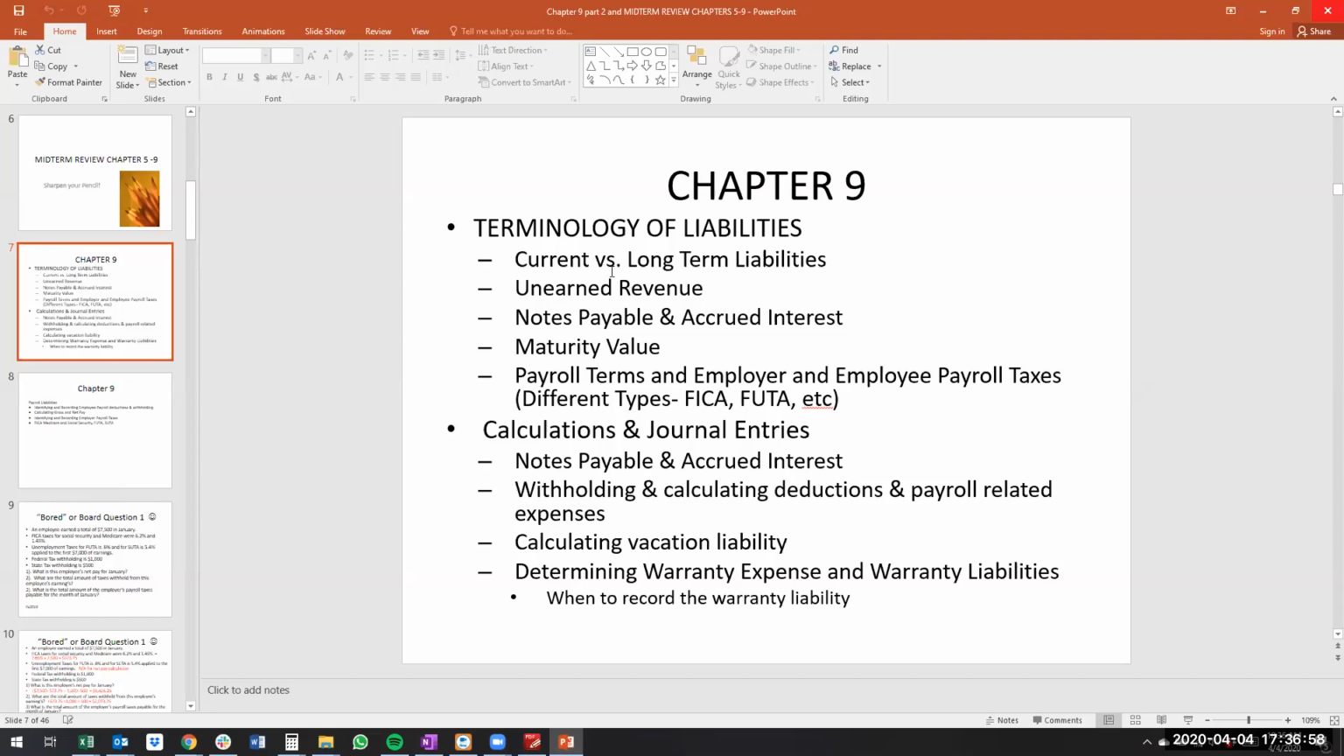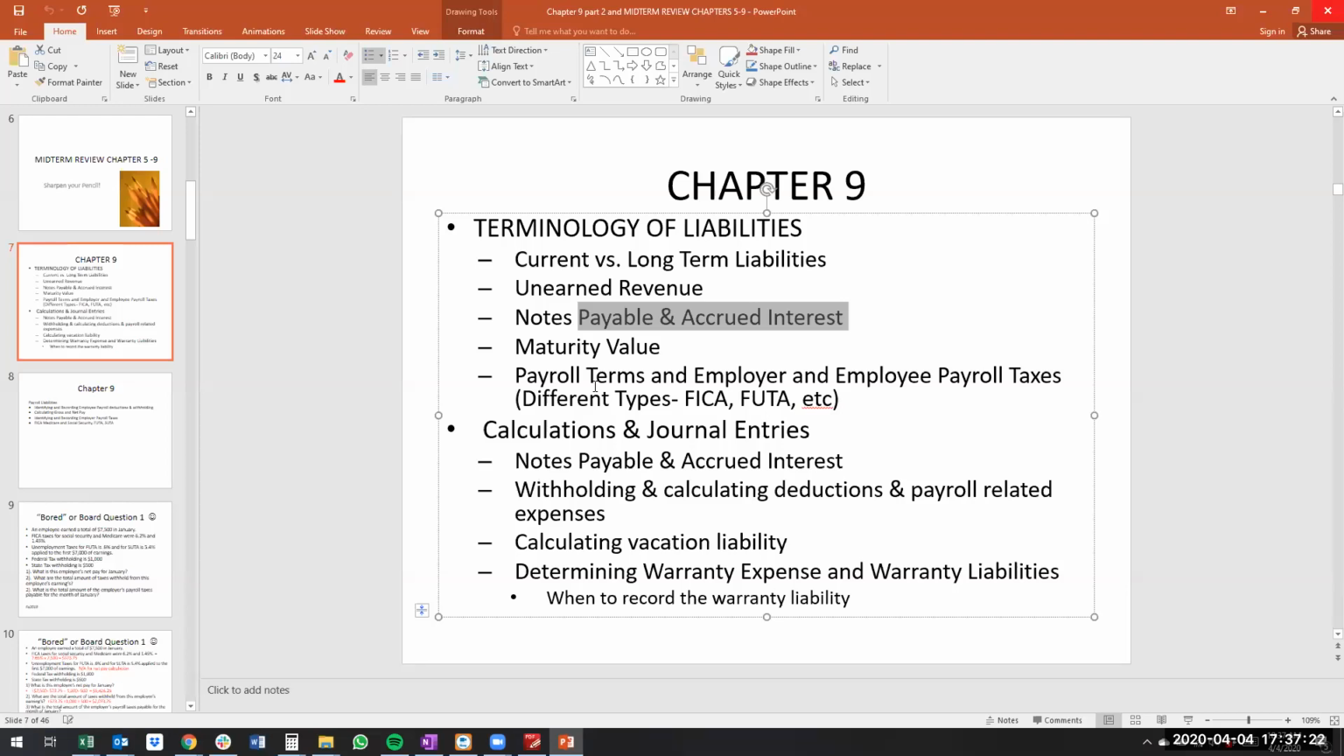Current versus long-term is the operating cycle or a year, whichever is greater. We're generally going to assume a year for this class. Unearned revenue is deferred revenue, right? It's cash that we've collected on revenue that we haven't performed yet, but we have a contractual right to. Notes payable and accrued interest, we walked through that. That was the example where we might have accounts payable that's converted to notes, in the last lecture.